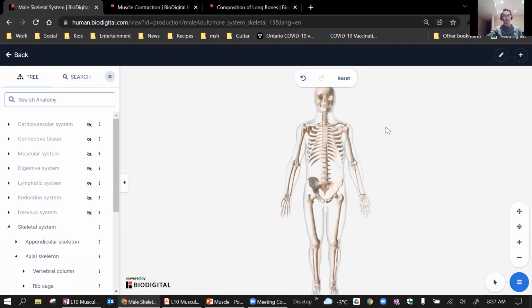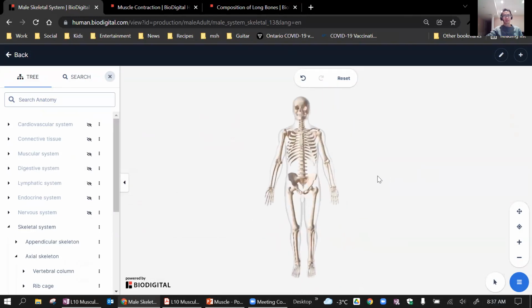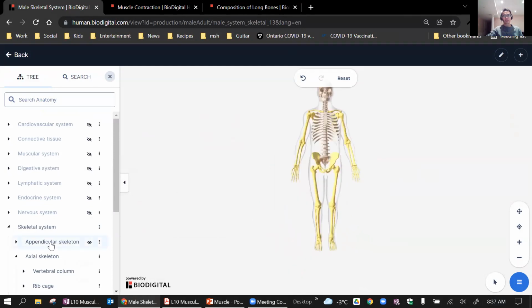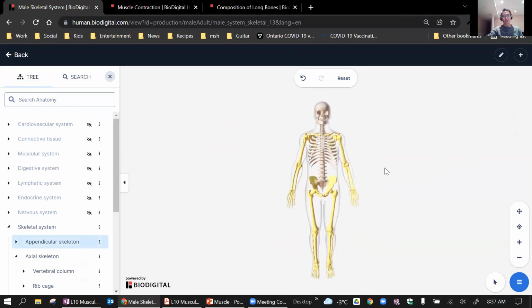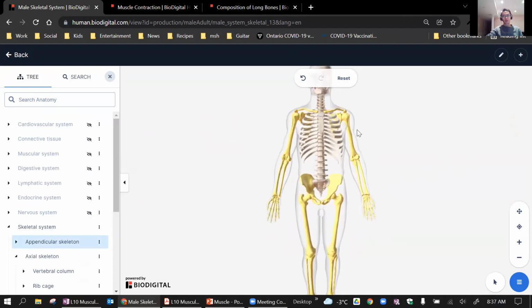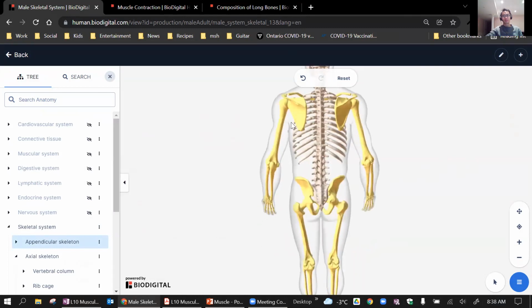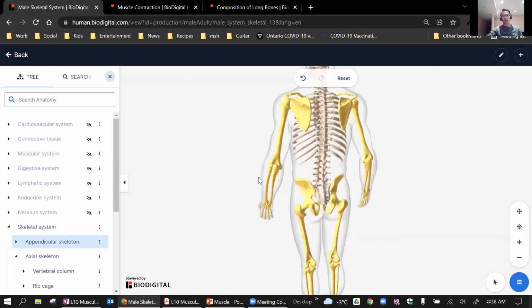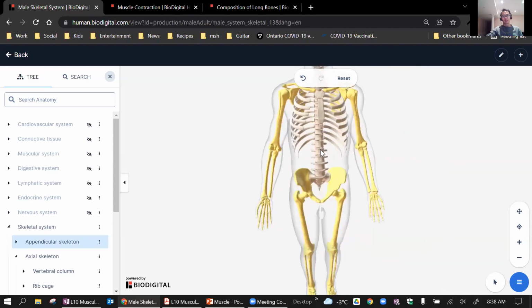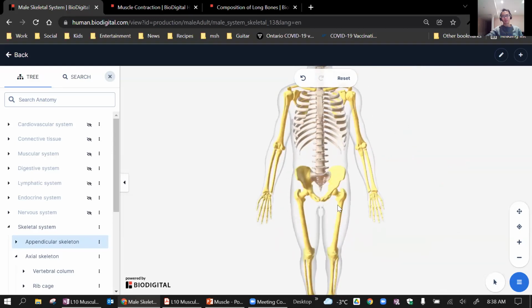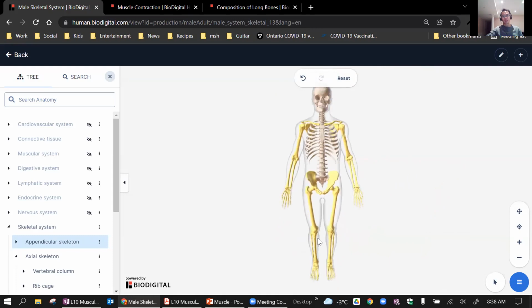Okay. So here is the skeleton. And appendicular are all these bones that are highlighted in yellow. So you have, for example, the clavicle, the scapula and the entire arm. And then we have the entire pelvic girdle as well as the legs. So all these are considered as appendicular.